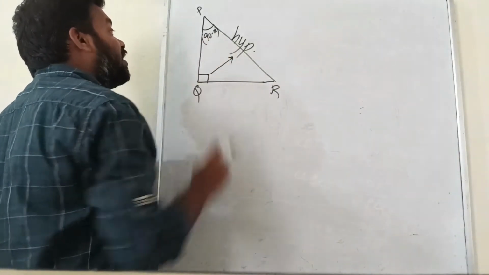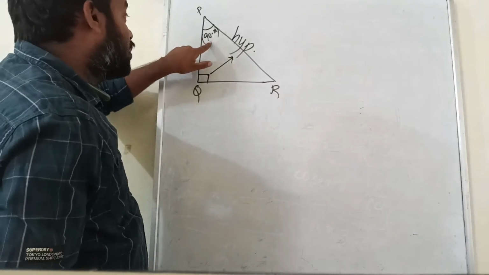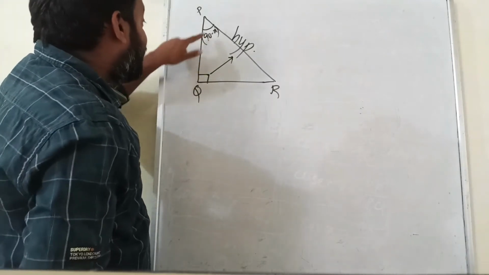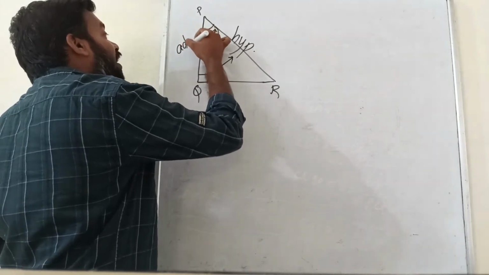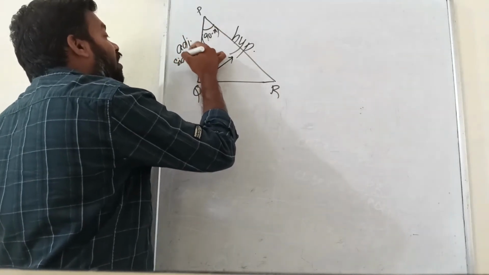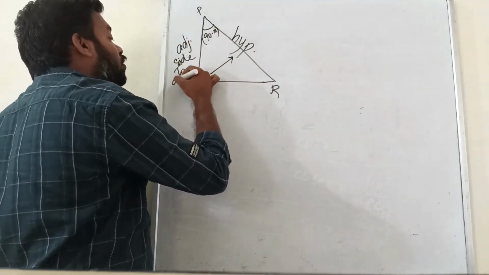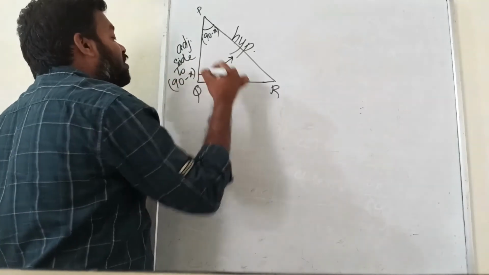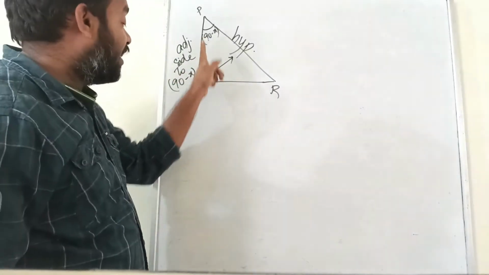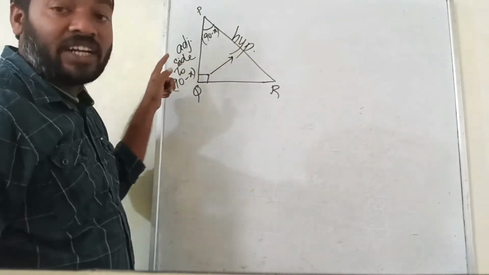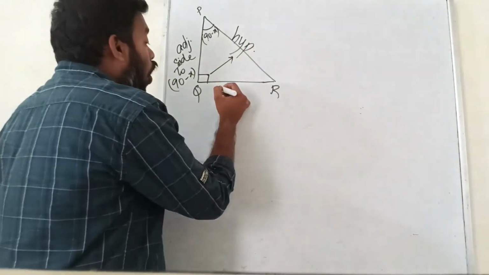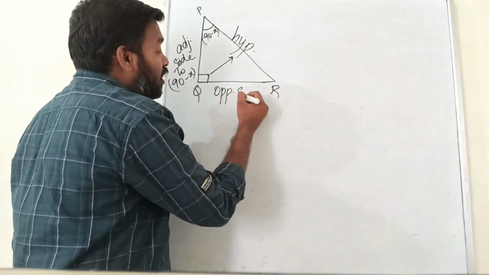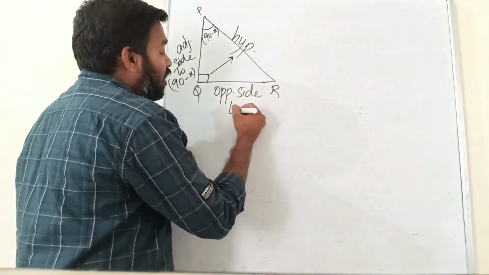For 90 minus x, whichever side touches this angle will be the adjacent side to that angle. And whichever side doesn't touch that angle, other than the hypotenuse and the adjacent side, will be the opposite side to that angle.